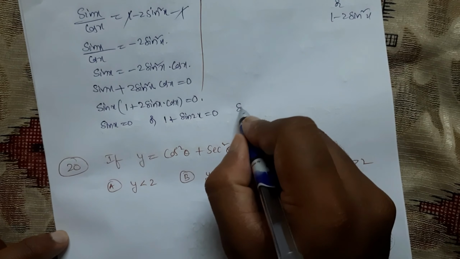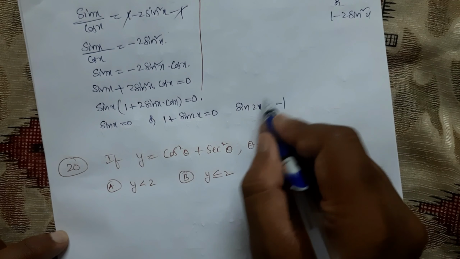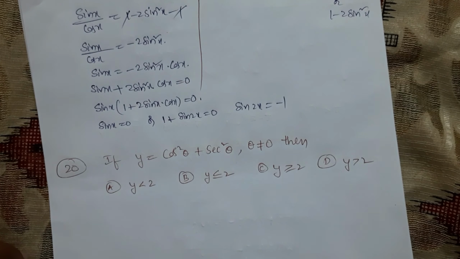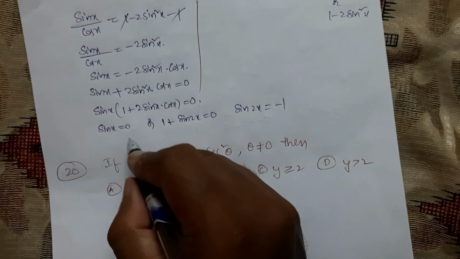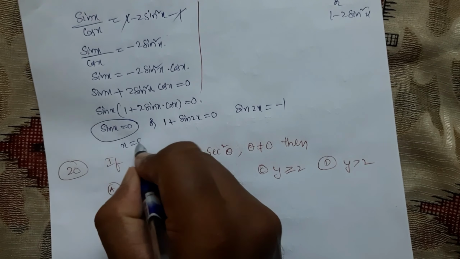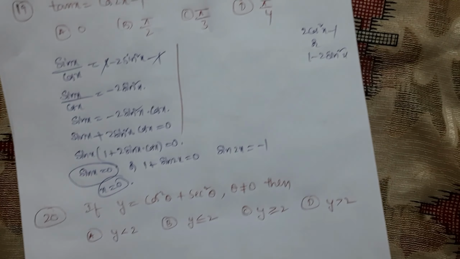That means sin 2x is equal to minus 1. Sin 2x is minus 1 means a negative angle is needed, but negative angles are not given, so we should consider this as x equal to 0. And sin x equal to 0 means x equal to 0. So like that also we can solve otherwise.